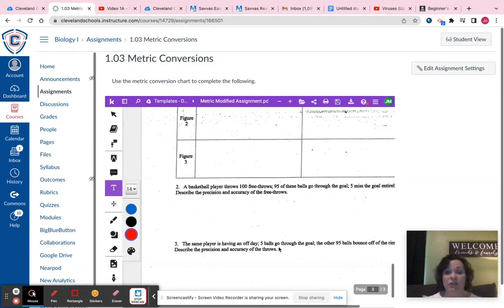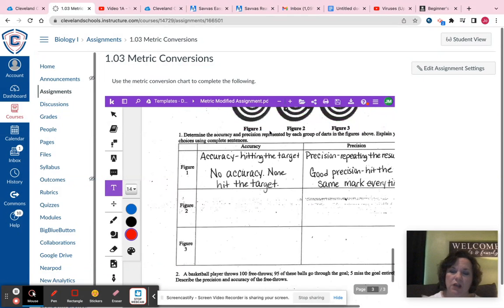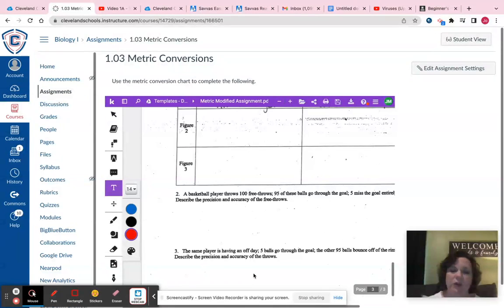Down on 2 and 3, it's talking about a basketball player, and they're trying to do free throws, and it's talking to you about how many times they get it and how many times they miss. So use this information up here that we've already talked about and explain accuracy and precision.